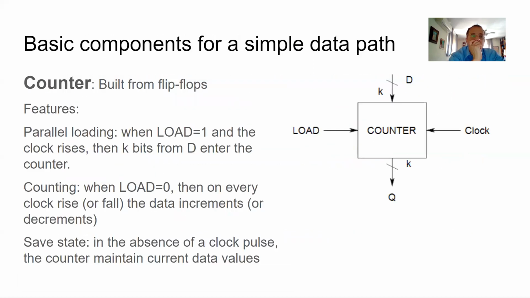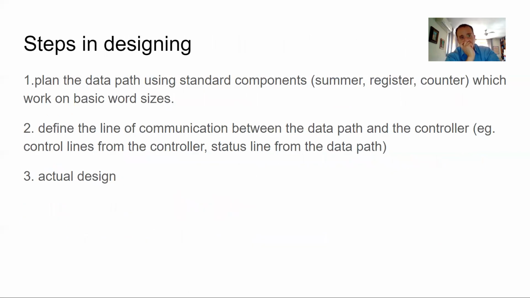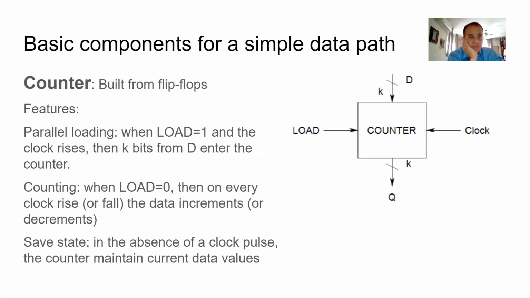Steps in designing. Plan the data path using standard components, like a summer, a register, a counter, which work on basic word sizes. Define the lines of communication between the data path and the controller. In other words, make sure you have control lines and status lines from the data path. And then you have to do the actual design. So let's see.